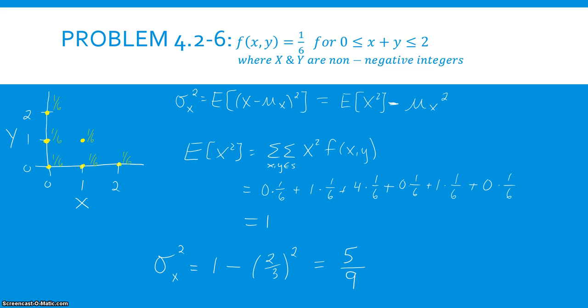Can do the same process to find the variance of y, and it should also be equal to 5/9. And again, this is because of the nature of this particular problem. In general, the mean of x is not equal to the mean of y, and the variance of x is not equal to the variance of y, except in certain special cases.